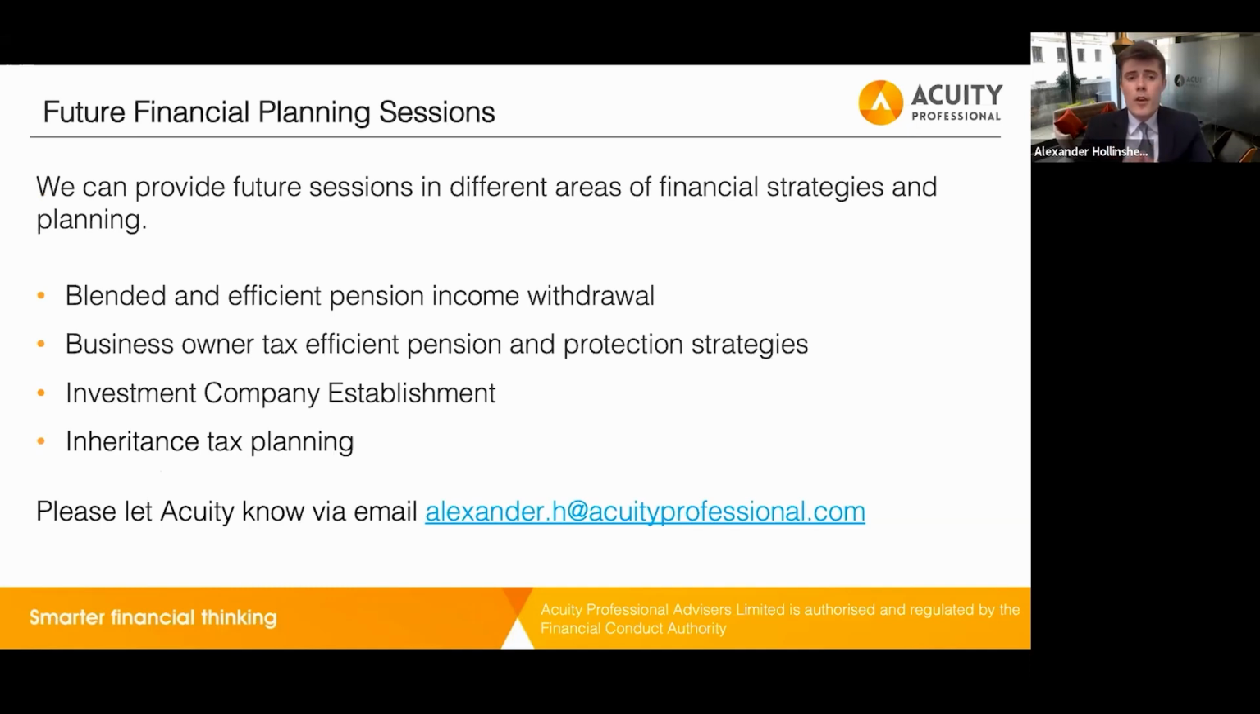So the future financial planning sessions, I've had a couple of questions come through, and I've looked at those and I've tried to piece together essentially what's important to people. I think really, we're trying to look at efficient pension income in retirement. This is the major concern really for most.